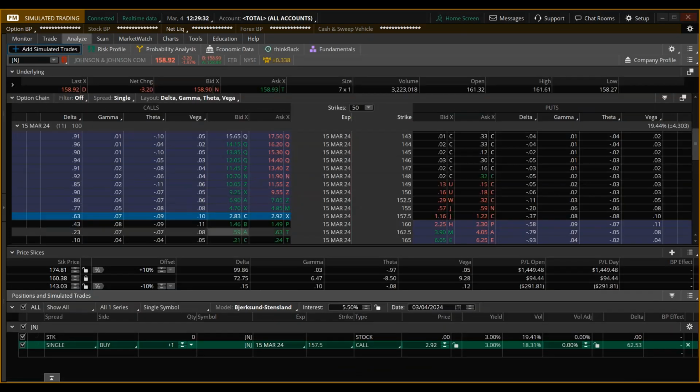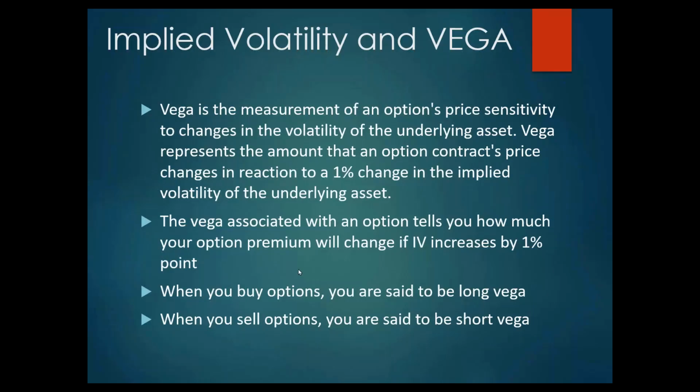But let's go back to the options chain. If implied volatility goes up 1 point, my long call is going to go up in value by 11 cents. 2.91 is the value of the option right now. If implied volatility goes up 1 percentage point, my option premium is going to go up to, what would that be? 2.90 plus 11 cents is going to be 3.01, okay? 3.01 on the ask. All right, does that help clear it up? It's not that complicated. So there's the explanation for what is vega. Let's move on.